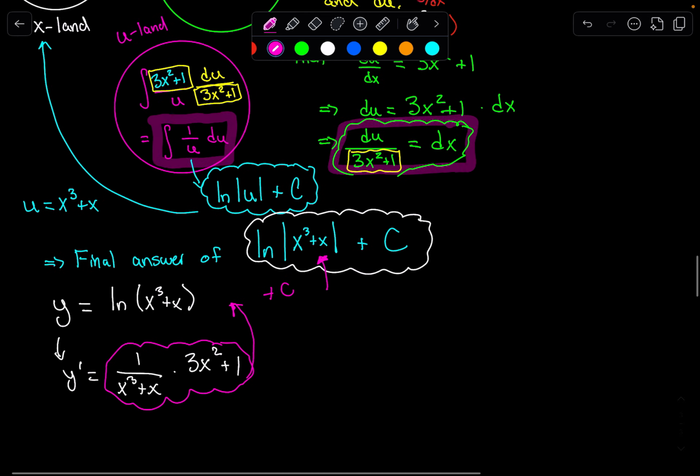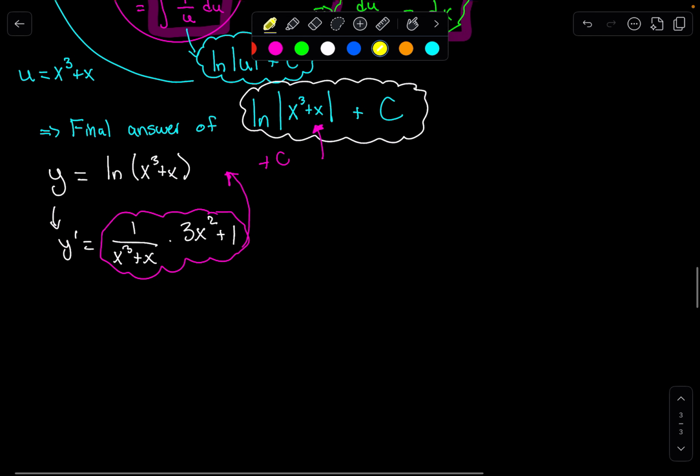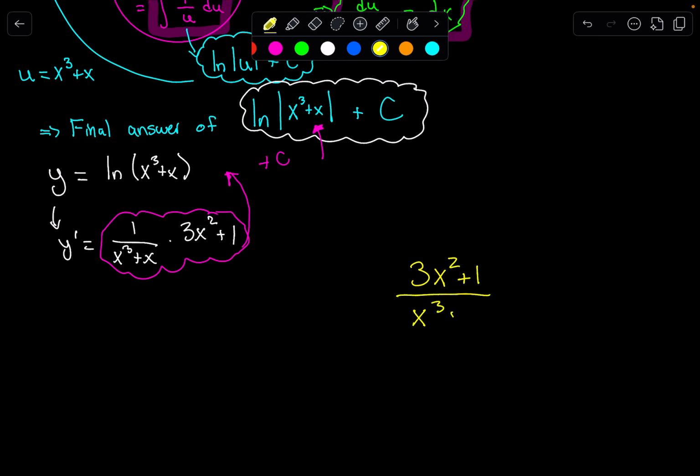So maybe this is a good little aside. If you just start with the function 3x squared plus 1 over x cubed plus x, right? If I just start here, I don't know that this necessarily came from the natural log of x cubed plus x. If I knew that, then I would know that this starting thing has some restrictions, specifically that x cubed plus x has to be greater than 0. Right, because a logarithm has that restriction.